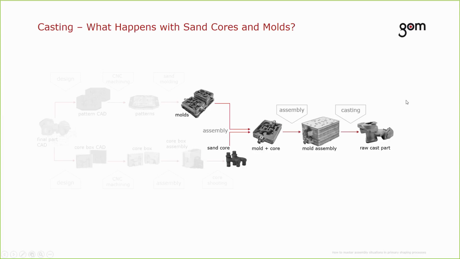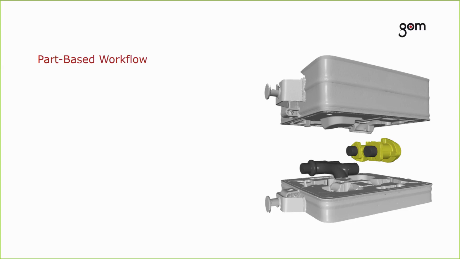After creating the assembly situation, the liquid metal is poured into the cavity of the sand mold, leading to the final casting. And after solidification, the sand molds are destroyed to reveal the cast part. So the assembly situation of the casted part plus all the sand mold parts is not possible to measure because we are destroying some of the parts.